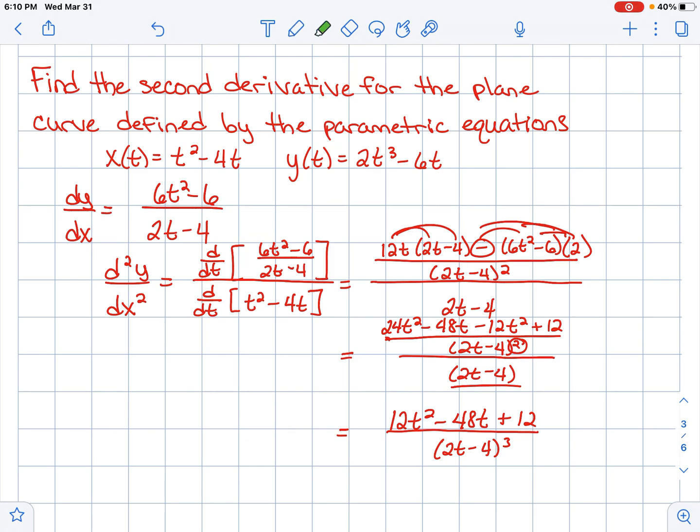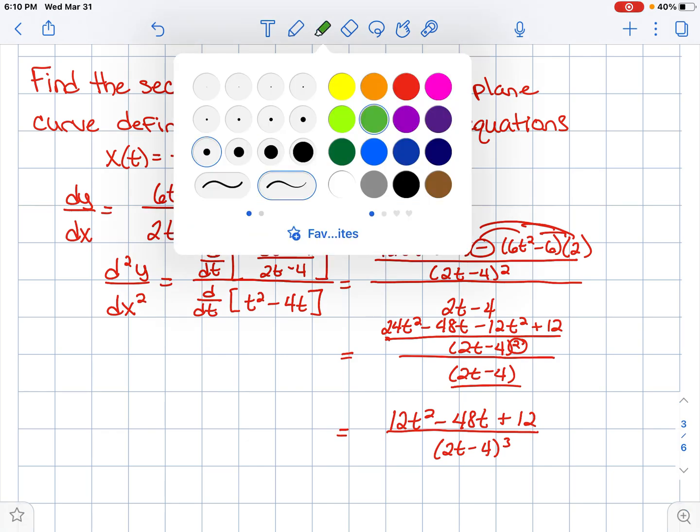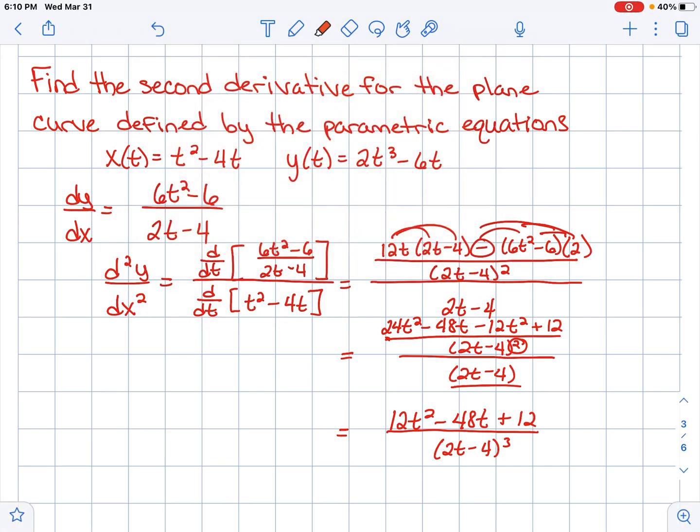All right, there's the second derivative. Notice it was a little bit different than what we've been doing in the past. You really have to think about the fact that it's the derivative of the derivative, and then over the derivative of x. Okay, that's it for this one. In the next one we'll do some integration.